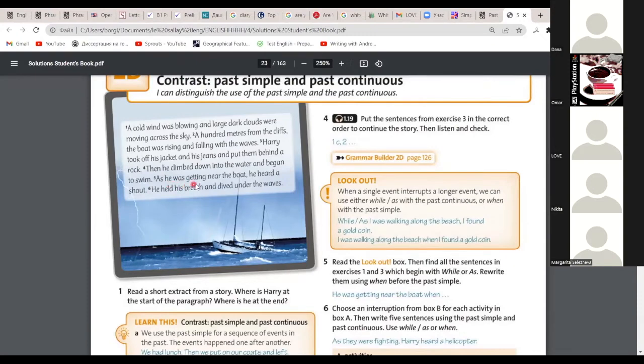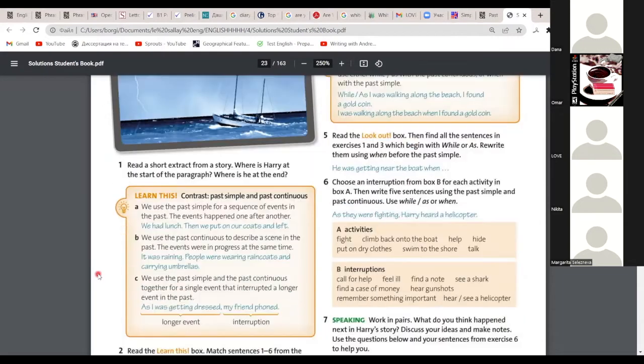Например, as he was getting near the boat, he heard a shout. Как по мере того, как он приближался, он услышал крик. И так далее. То есть, контраст использования вы все знаете, что past simple это for sequence of events. Как перевести sequence of events? Sequence means последовательность. То есть последовательность событий в прошлом. The events happened one after another.